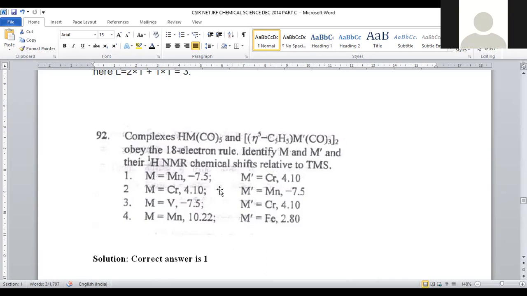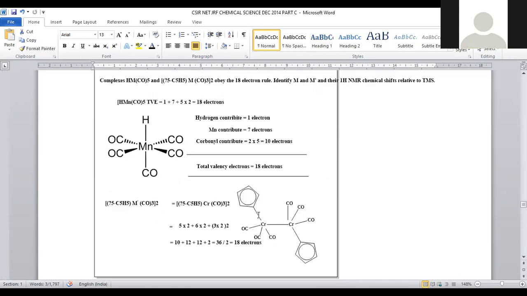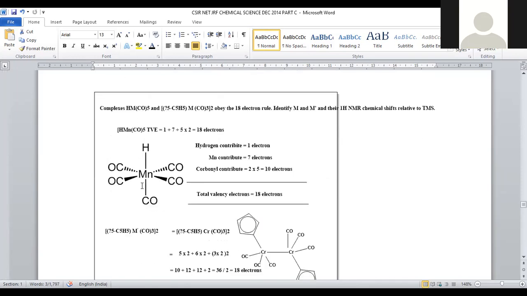This is a question from transition metal chemistry. Now let us predict for these 18 electron complexes, the carbonyl as well as the cyclopentadienyl carbonyl complexes. Let us move on to the first complex. When we substitute the first complex with manganese, it will become manganese surrounded by one hydrogen and 5 carbonyl groups, and it exists in octahedral geometry.